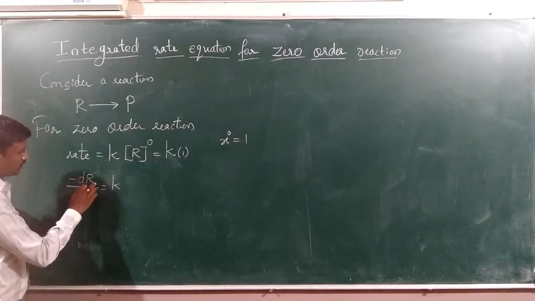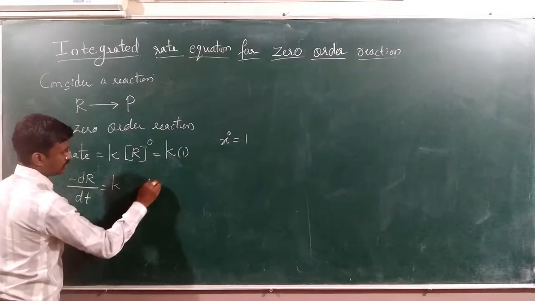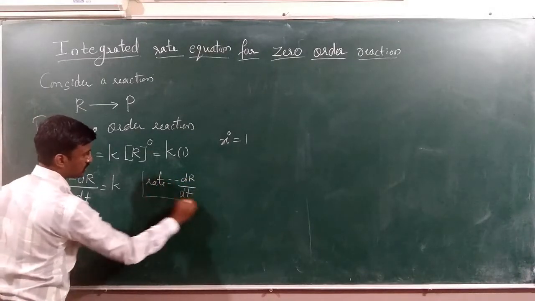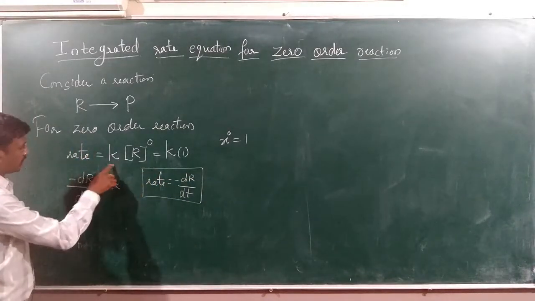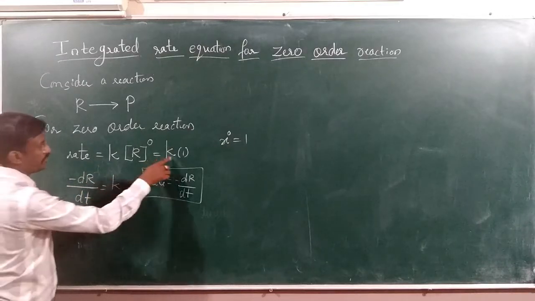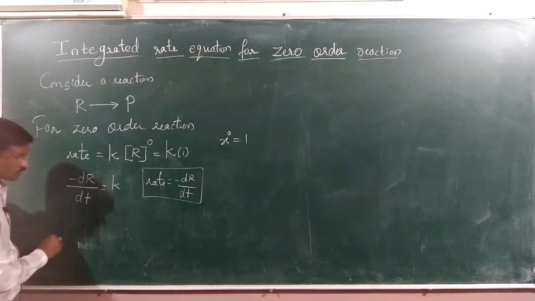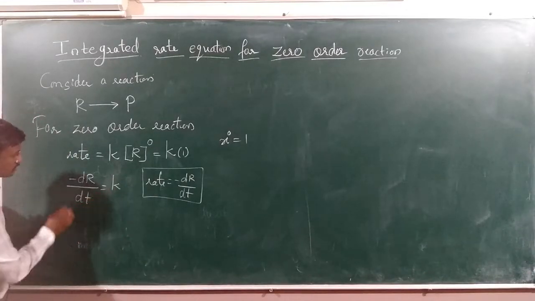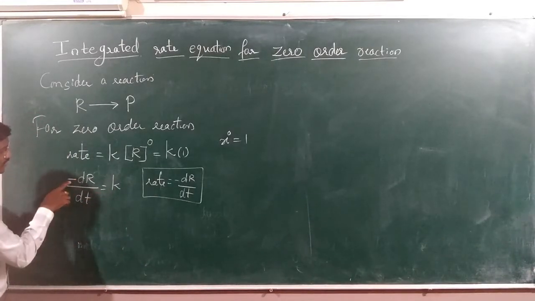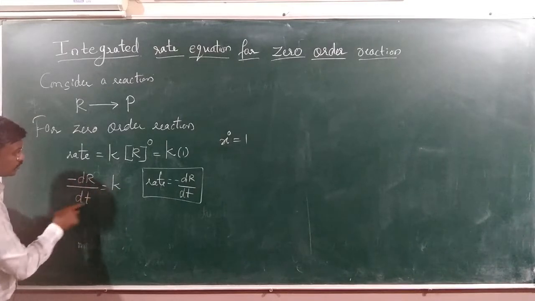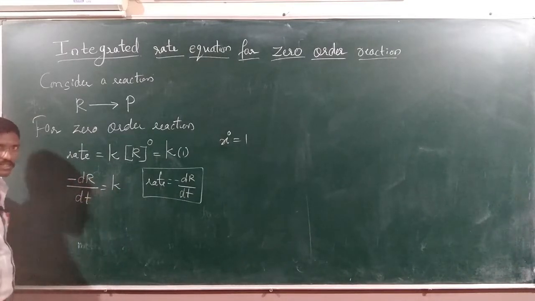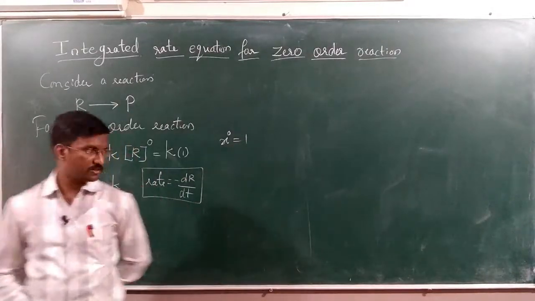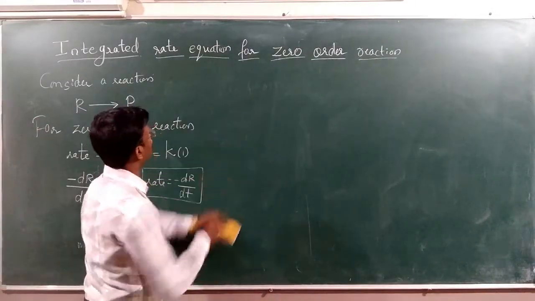Rate is nothing but minus dR upon dt. By substituting this expression, rate becomes minus dR upon dt equal to k. Now we are rearranging this representation just to send the negative sign of dR to the right side, and we are transferring the dt, which is present in the denominator, to the right side.